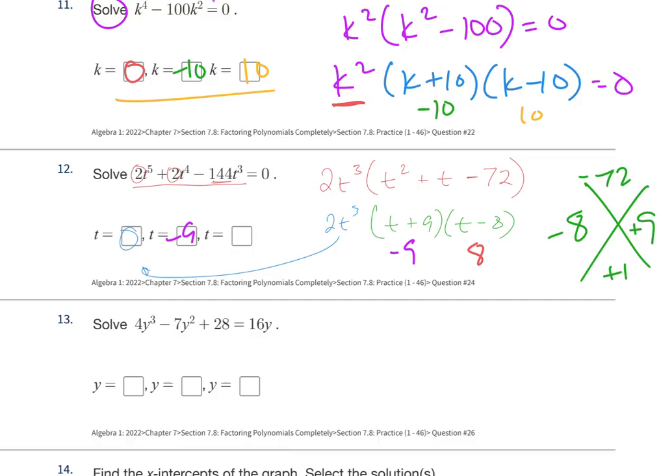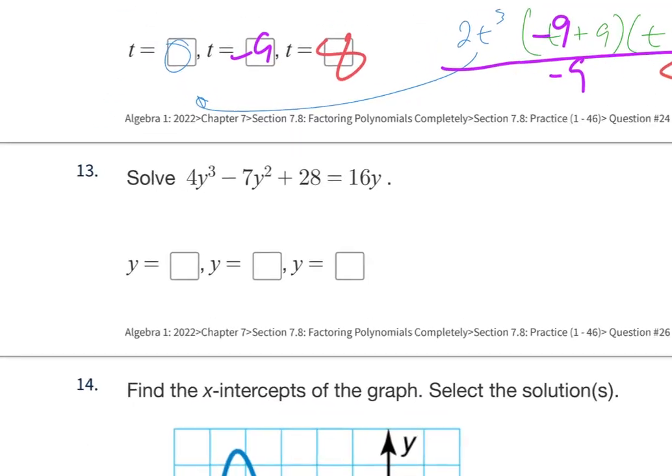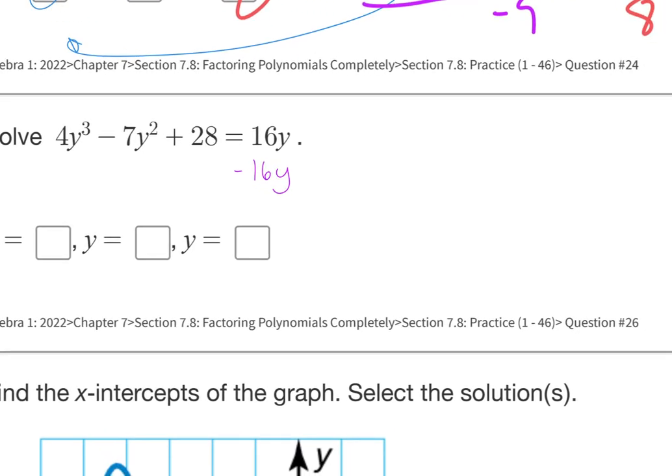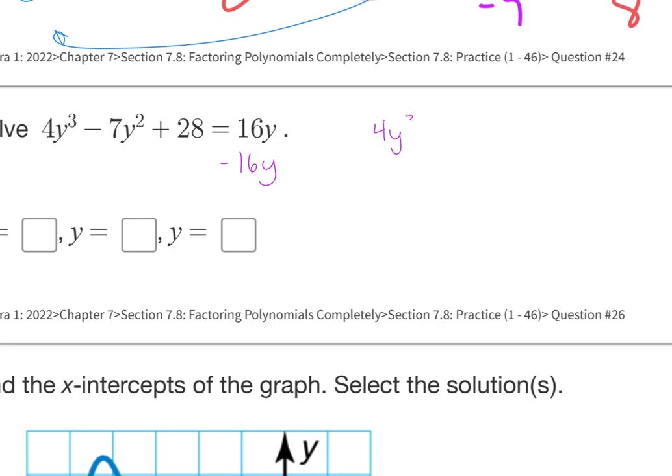And if you are, again, not sure how I got that, when will all of this equal 0? If we were to put -9 here, -9 plus 9 is 0, and 0 times anything would be 0. So there we go. Next. This doesn't equal 0, but it could very quickly equal 0 if we subtract 16y from both sides. And we would get 4y cubed minus 7y squared minus 16y plus 28 equals 0.